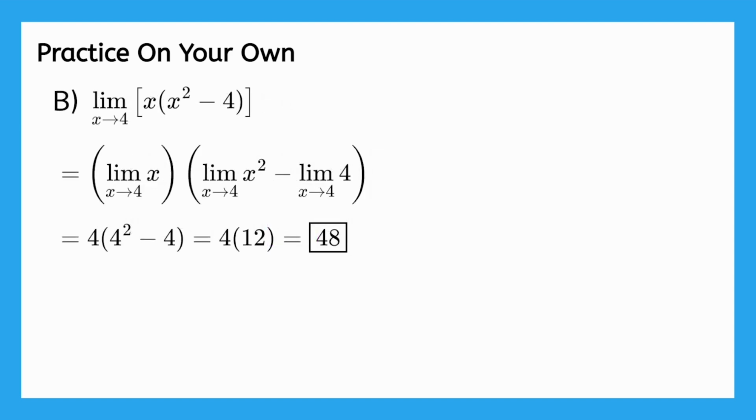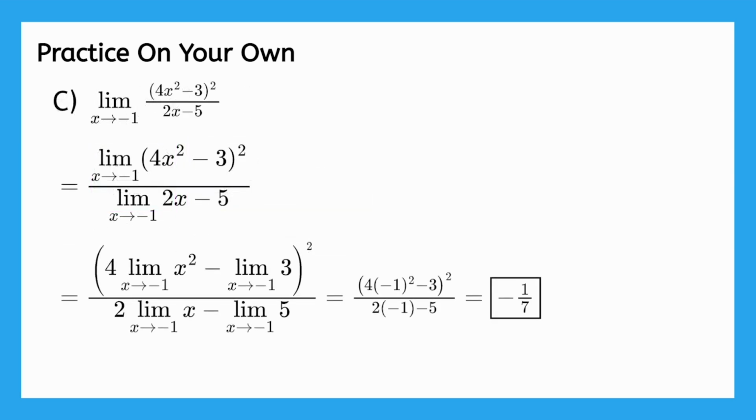Here's part B. The limit is 48. To find this one, I separated out the product into a product of limits, and then found each individual limit. The limit on part C was -1/7. To find this one, I separated out the quotient into a quotient of limits, and then found each individual limit using the special limits.